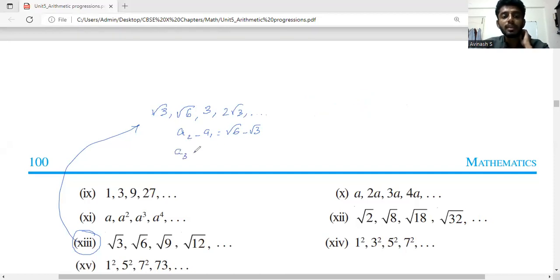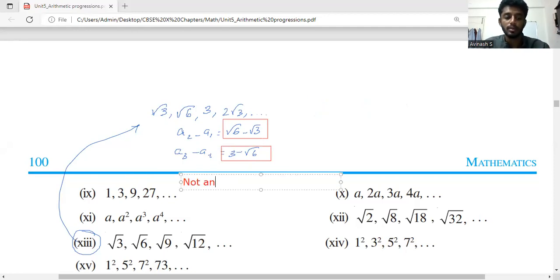So again, A3 minus A2. This will be 3 minus root 6. Third term minus second term. Again, this cannot be done anything. You can clearly see these two are 2 different terms. They are not the same. So we conclude by writing it is not an AP. So this is how we approach the 13th subdivision.